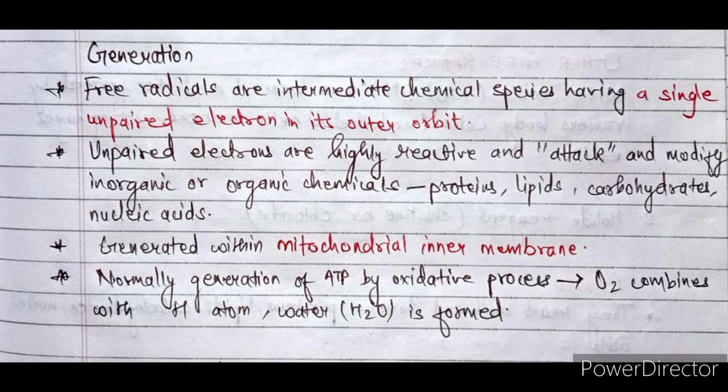So now let's see the generation of free radical injury. These free radicals are intermediate chemical species having a single unpaired electron in the outer orbit. The unpaired electrons are highly reactive and attack and modify inorganic or organic chemicals such as lipids, proteins, carbohydrates and nucleic acids. These are generated within the mitochondrial inner membrane, and normally generation of ATP is done by an oxidative process, that is O2 combines with hydrogen atoms giving water.